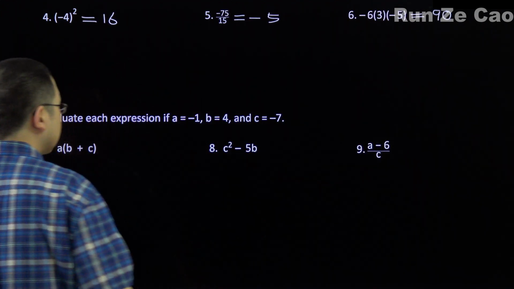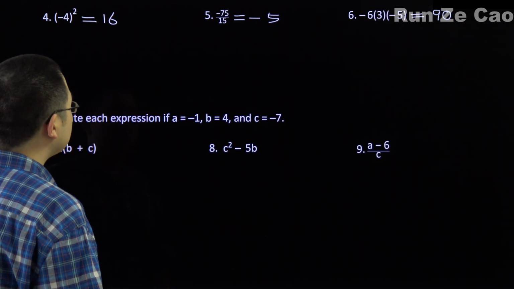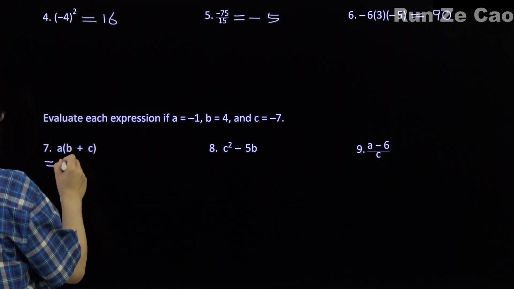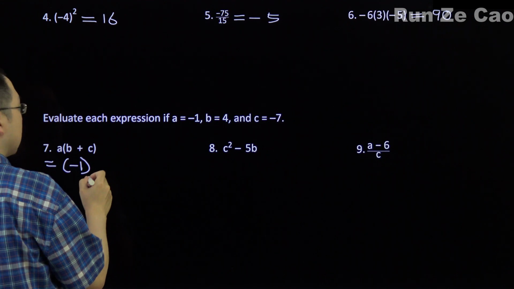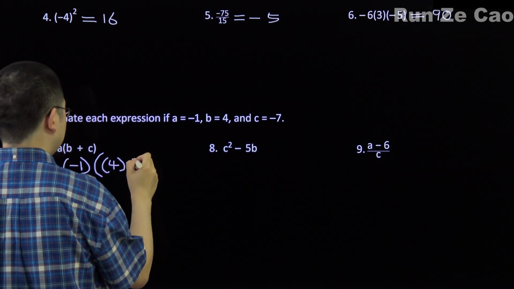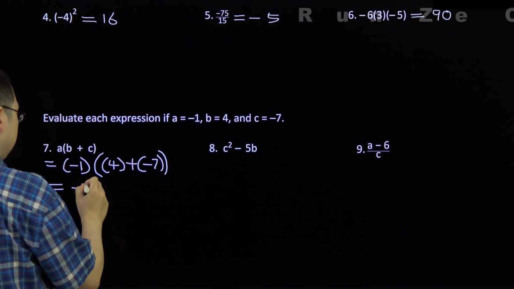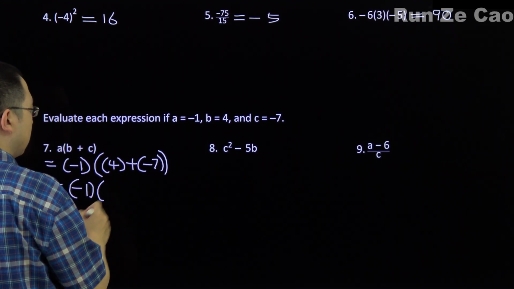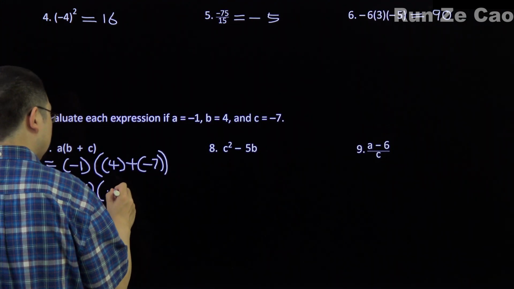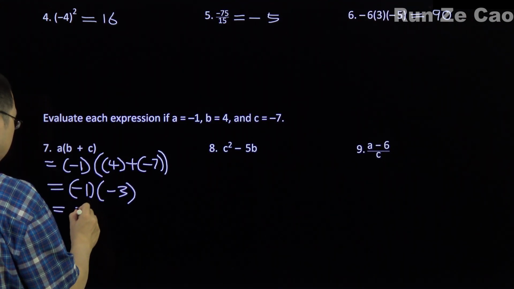Okay, let's think about these expressions. A is negative 1, B is 4, and C equals negative 7. So, a is -1, multiplied by b equals 4, plus c, which is -7. That's -1 times 4 plus -7, also known as 4 minus 7. So -3. -1 times -3 is 3.